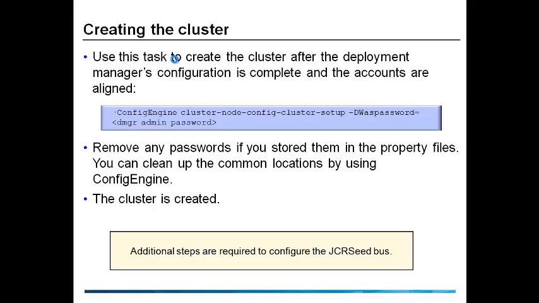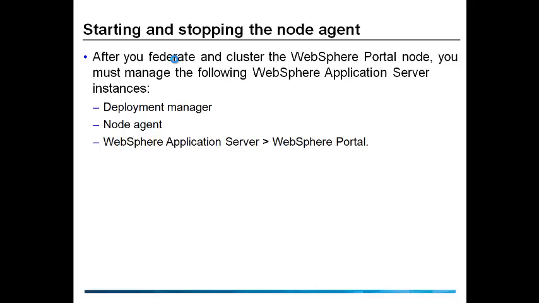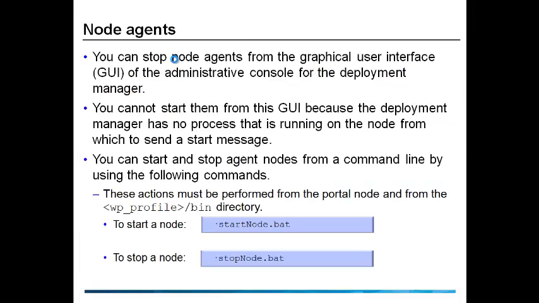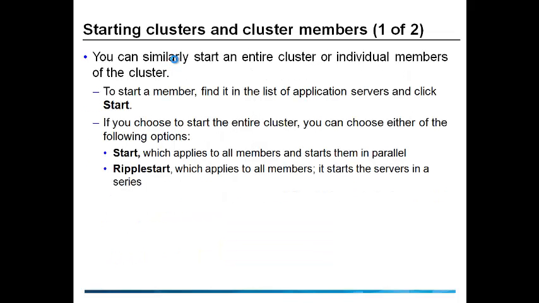Additional steps are required to configure the JCR seed bus. This is not needed only in WebSphere Portal 7. So once the cluster is created, how to stop the node? After you federate and cluster the portal, you must manage the following application server instances from now on: deployment manager you can stop, node agent you can stop, WebSphere Portal you can stop. For starting and stopping the deployment manager, you need to use startManager.bat and stopManager.bat. For node agent, you should use startNode.bat and stopNode.bat from the profile bin directory.